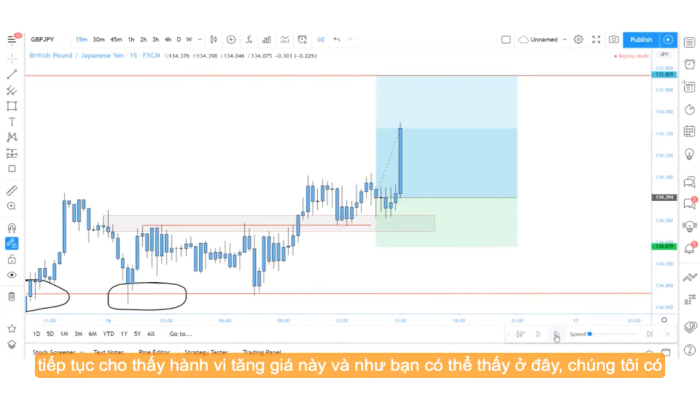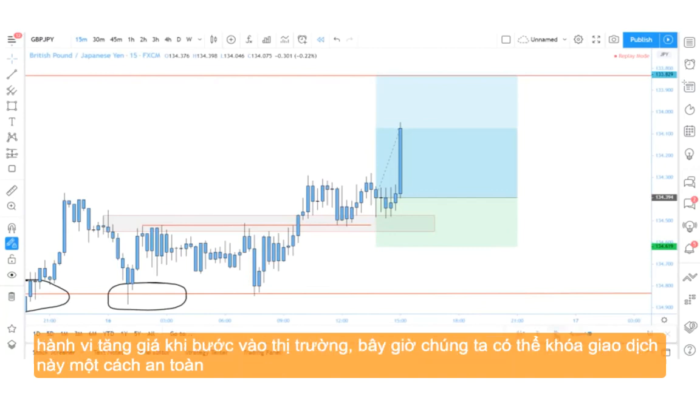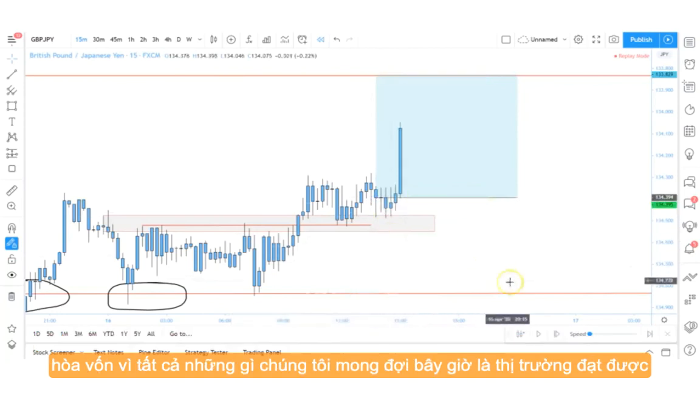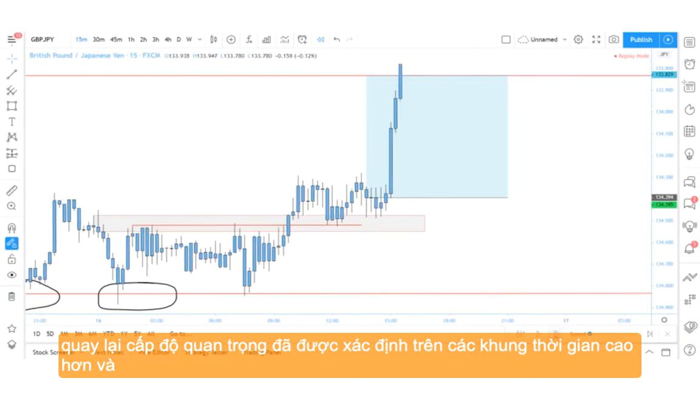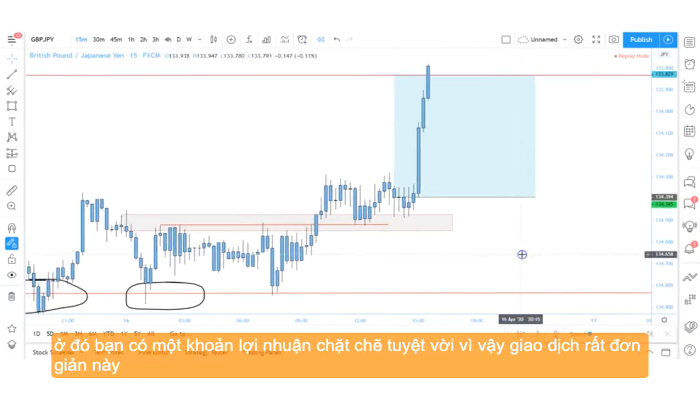And as you can see here, we have this bullish behavior stepping into the market. We can now safely lock this trade into break even, because all we're expecting now is for the market to get back to the key level that was identified on the higher time frames, and there you have it, a beautiful take profit. So this is very, very simple trading.